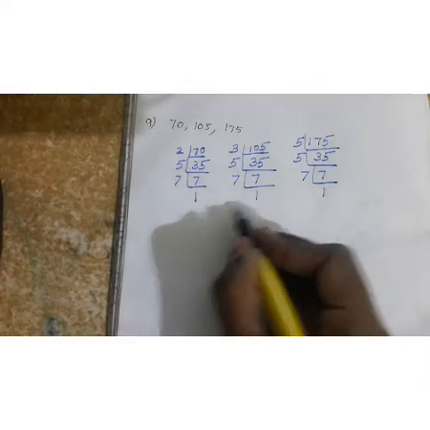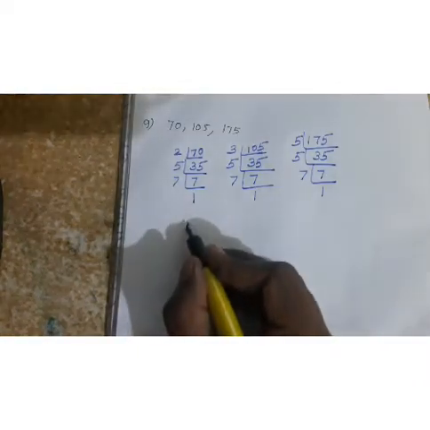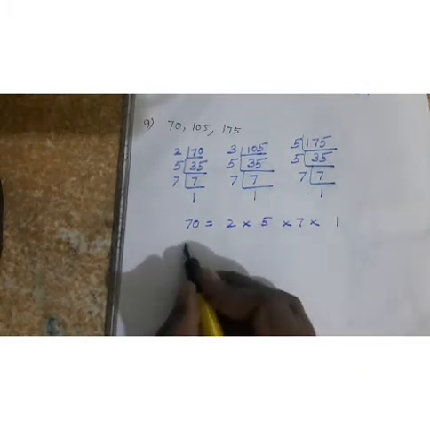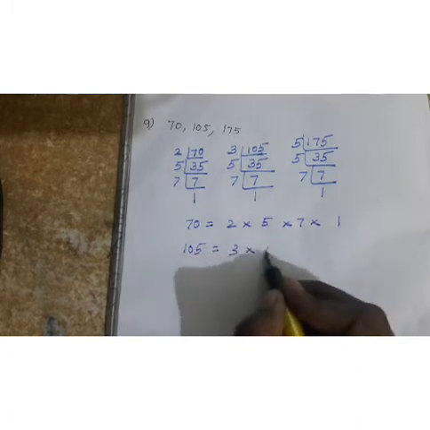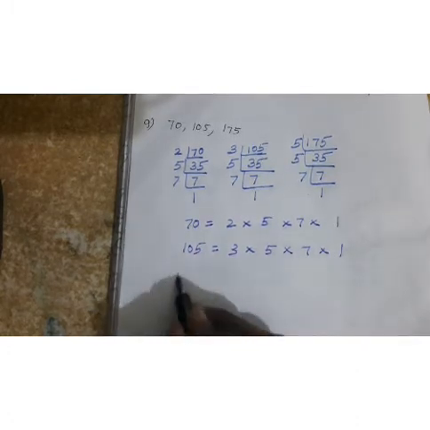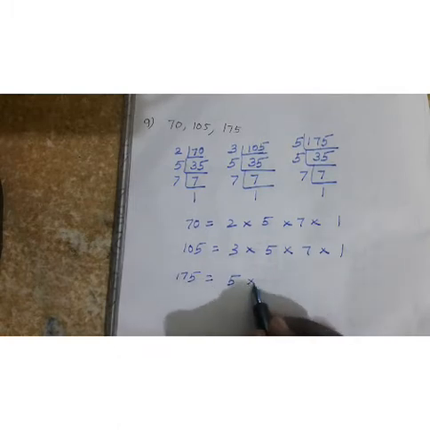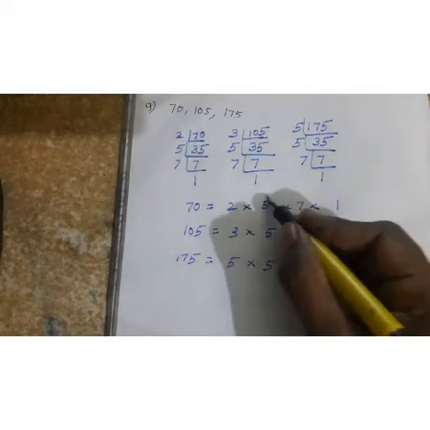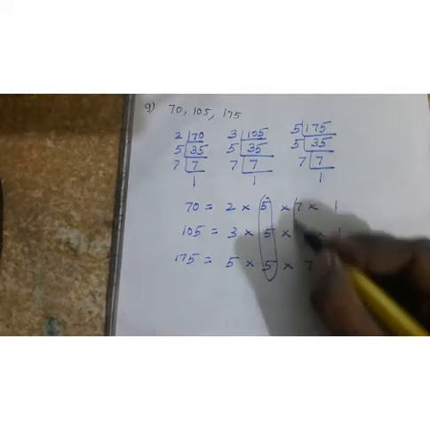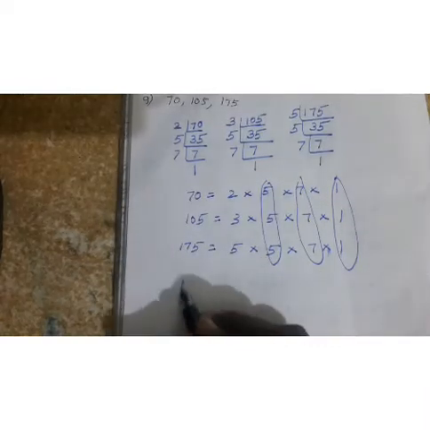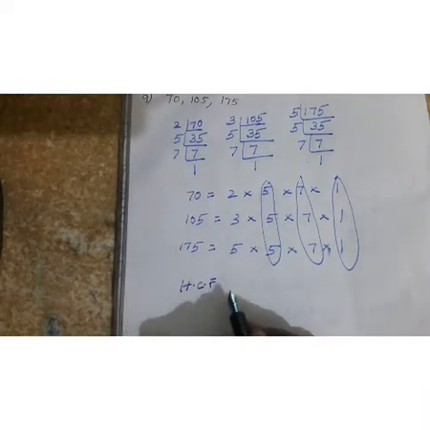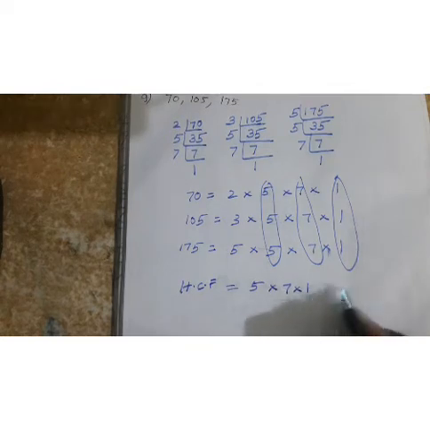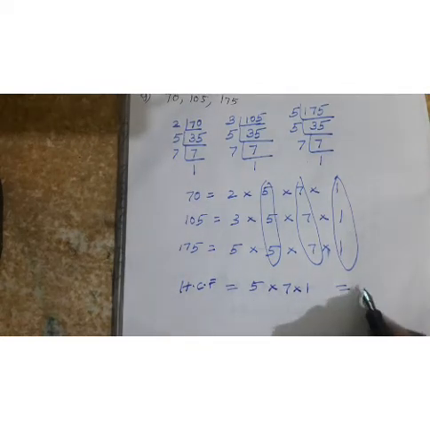Now write the prime factors of 70, 105 and 175. 70 equals 2 into 5 into 7 into 1. 105 is equal to 3 into 5 into 7 into 1. 175 is equal to 5 into 5 into 7 into 7. Circle the common factors: 5, 7, 1. HCF equals the product of all common factors of 70, 105 and 175. Therefore, HCF equals 5 into 7 into 1, which is equal to 5 times 7, 35. 35 ones are 35.